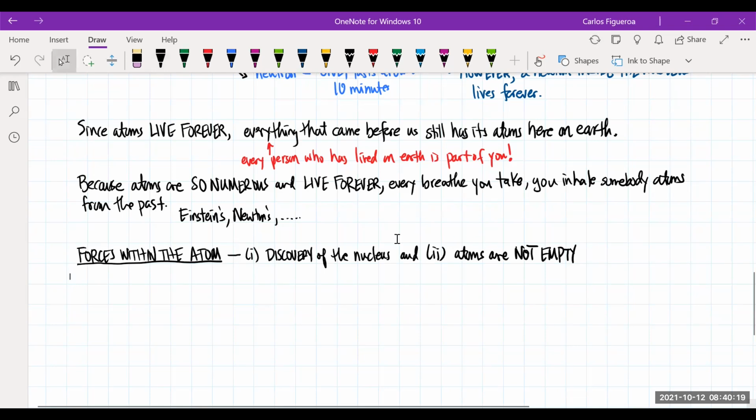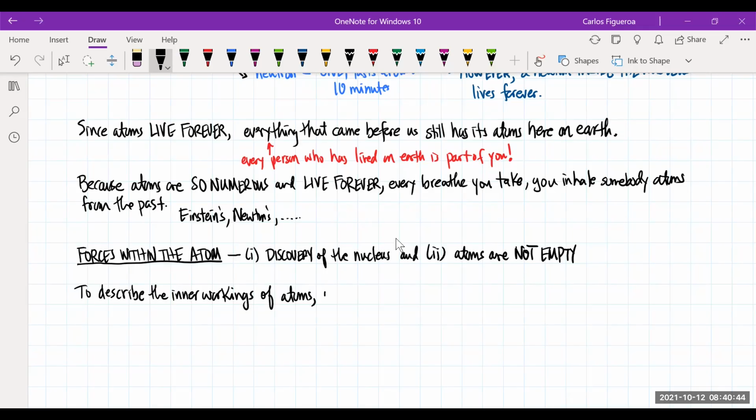We want to look at the forces. So to describe the inner workings of atoms, we have to talk about electrical forces. Okay, and this is what we know about electric forces.